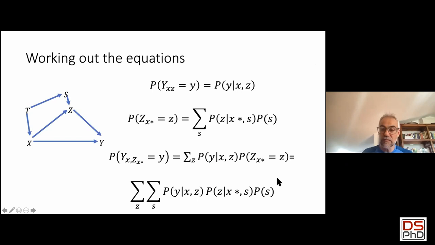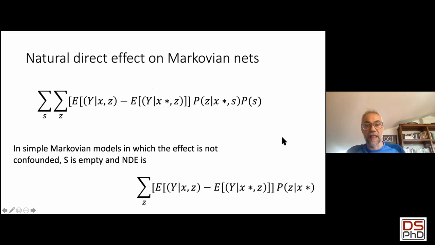So in Markov nets, I can every time calculate the effect of a counterfactual, of a direct effect, just because I'm able to calculate this quantity, the probability of epsilon conditioned on X and Z of X star. I can make the same calculation for the probability of epsilon conditioned on X star and Z, and I can show that the natural direct effect on Markovian nets is nothing more than this formula.